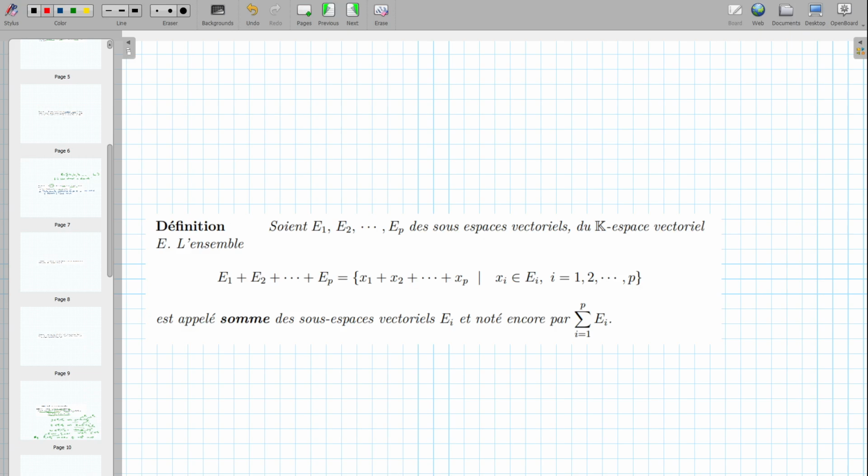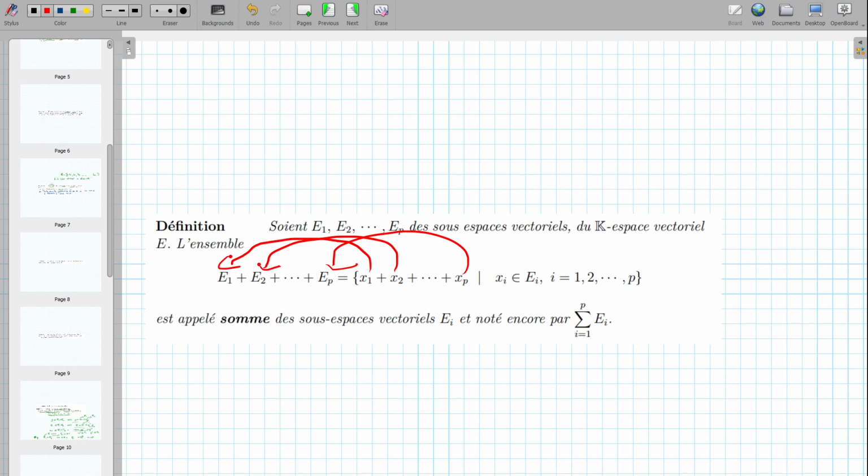Right. So remember that we've talked about la somme entre deux espaces vectoriels. Now this is some generalization. Instead of taking the sum between deux sous-espaces vectoriels, we take the sum between p sous-espaces vectoriels, such that the first item comes from the first espace, then the second item comes from the second espace, and then the last item comes from the last espace.